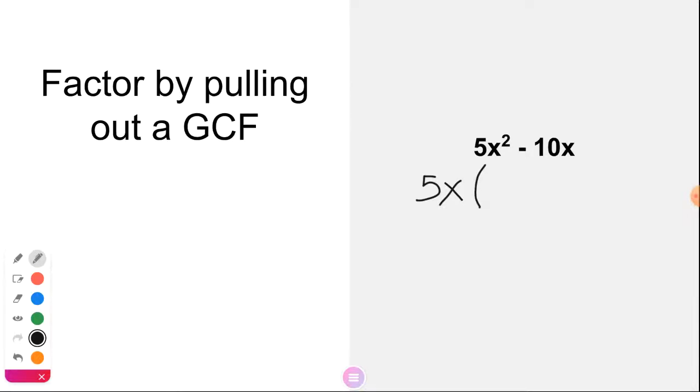5 divided by 5 is 1. I had 2 x's, I took out 1, so I'm left with 1x. Negative 10 divided by 5 is a negative 2. I had 1x, I took out an x. That's all that's left.